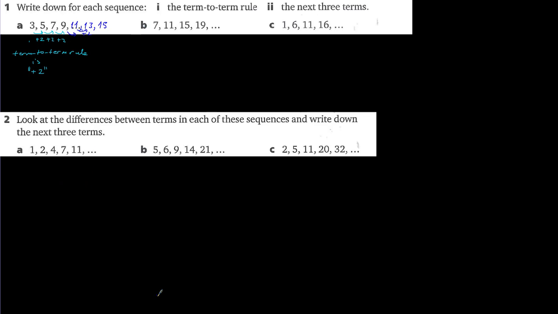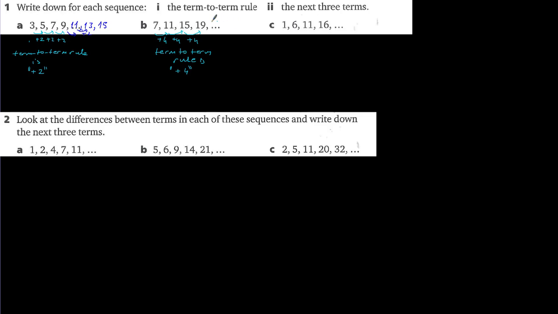Okay, now we are going to solve the second question. From 7 to 11, it's going to be plus 4. From 11 to 15, plus 4. From 15 to 19, again plus 4. So the term-to-term rule is plus 4, add 4. The rule is adding 4.